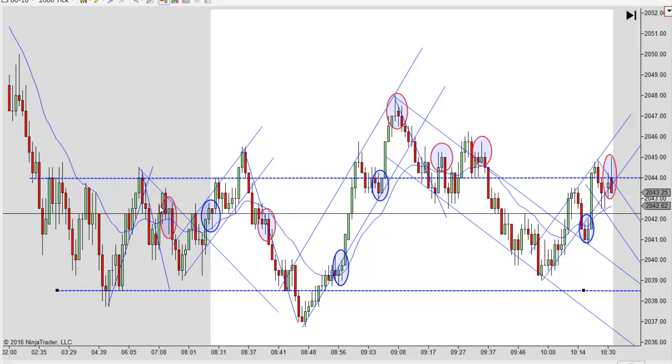You get a pullback with the first entry, then you pull back and you get that second entry long right there. It fails. It's right off that little trend line working down, and it turns and instantly goes out the other side. I love those setups. It's a trap, and it's usually fairly quick. And you can see it was a real quick move, and then we bounced.